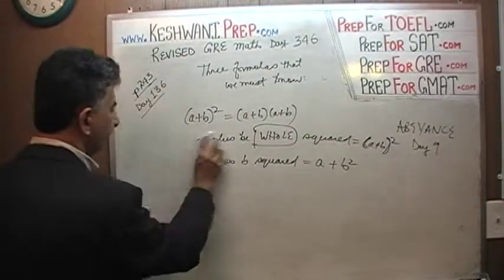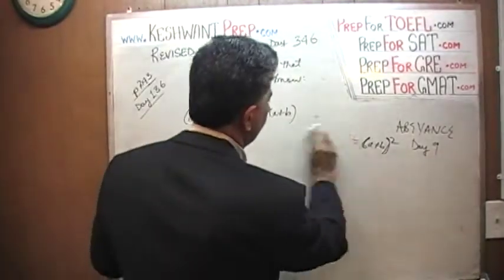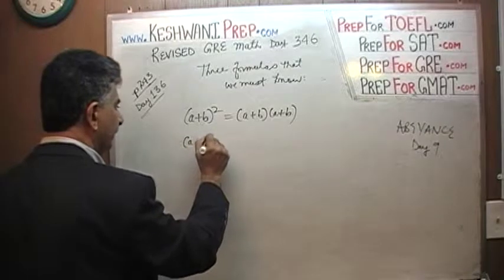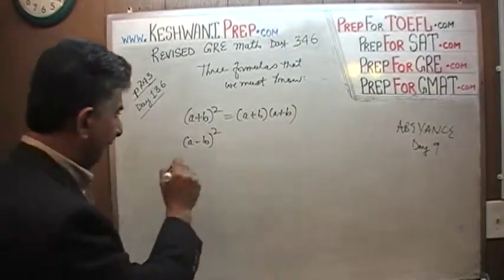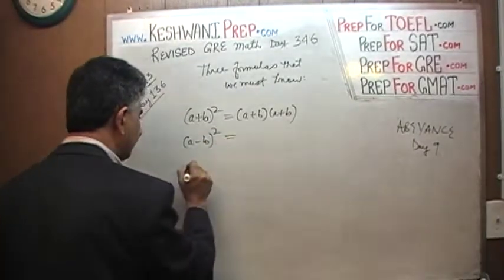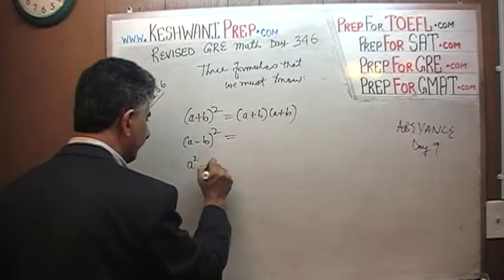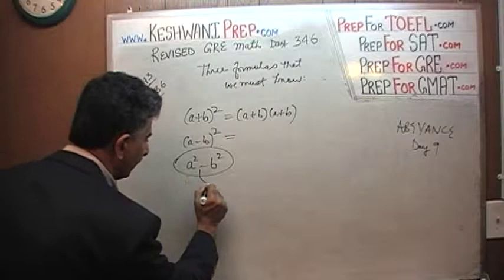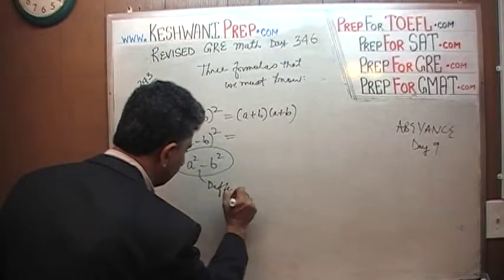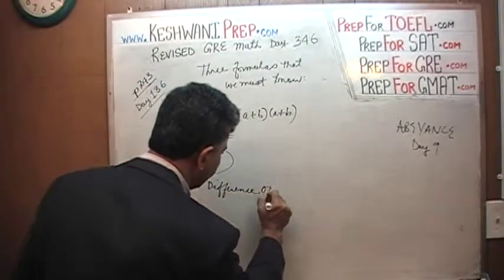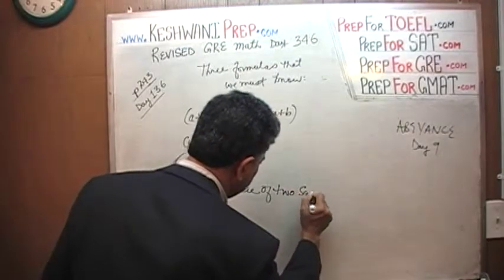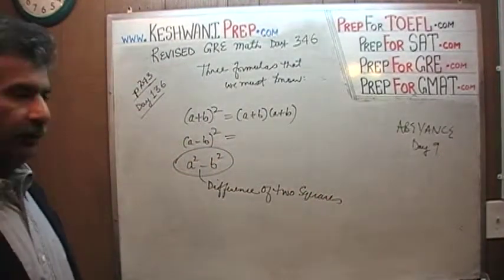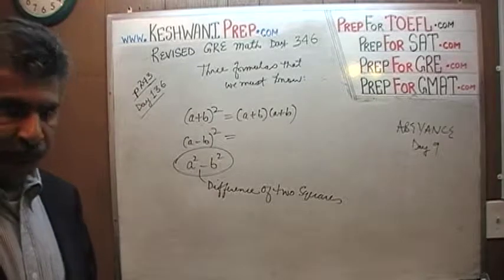Next one is (a minus b) whole squared. And the last one is what is known as a squared minus b squared. And this formula is what is known as the difference of two squares. Let's do all of them one by one, shall we?